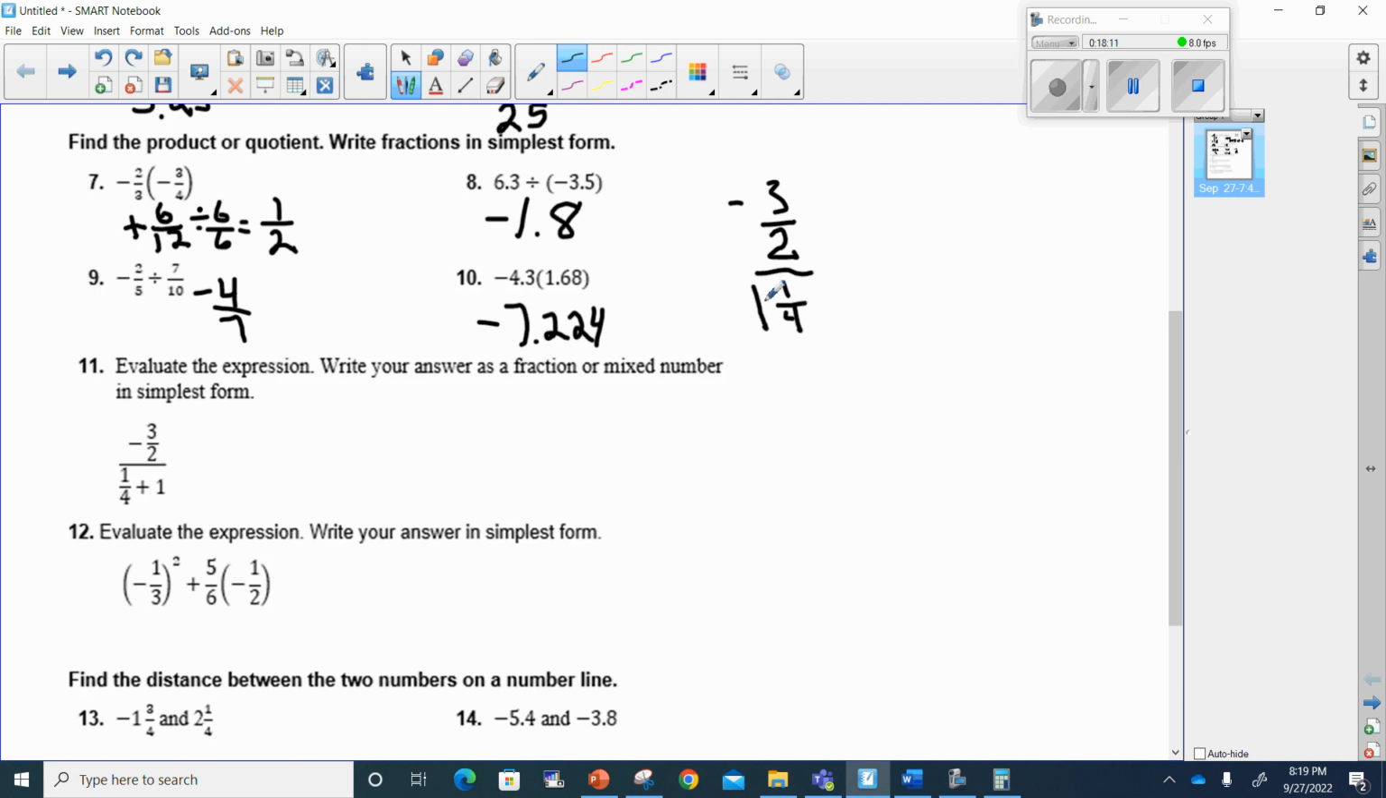Now I can go ahead and say that 1 and 1/4 I have to turn into an improper fraction. 4 times 1 is 4, plus 1 is 5. So this is going to equal negative 3 over 2 over 5 over 4. Now I can do keep, change, flip. This would be negative 3 over 2, and I'm going to be multiplying it to 4 over 5.